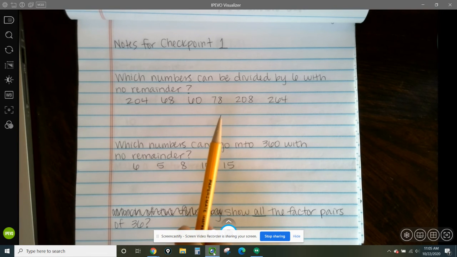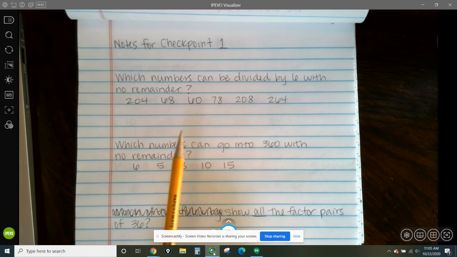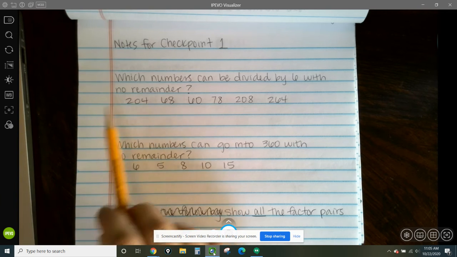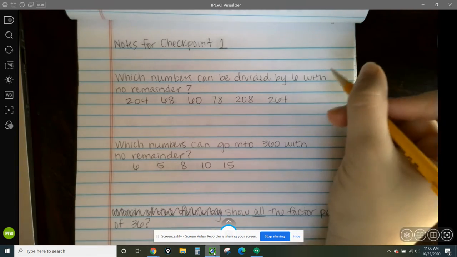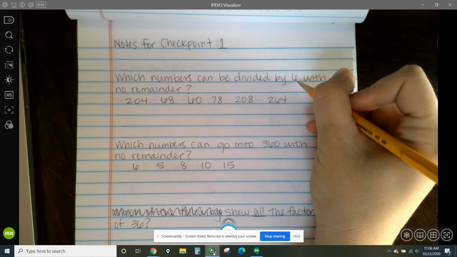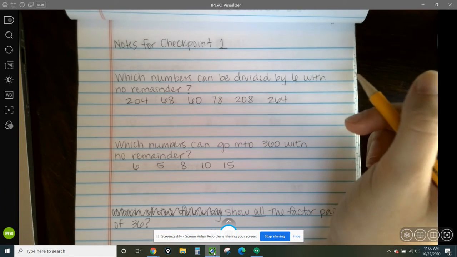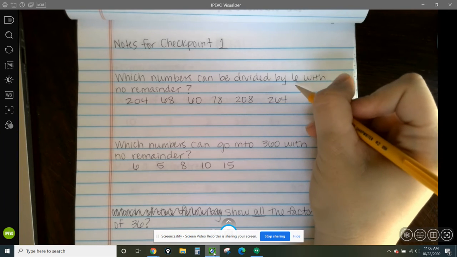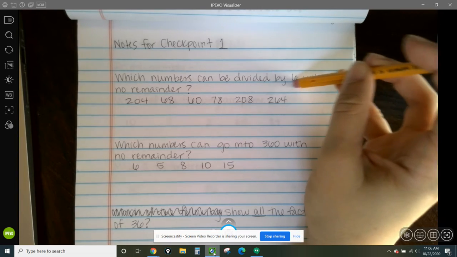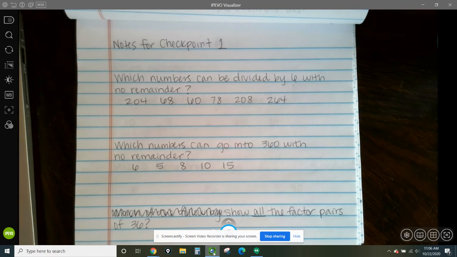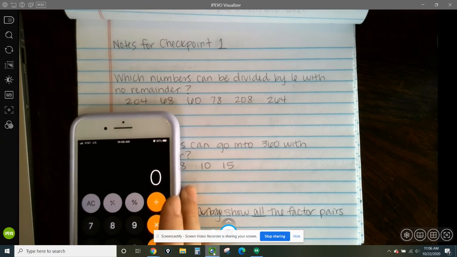Okay, so which numbers can be divided by 6 with no remainder? Again, you can pause this video anytime if you need time to write this down, and then just push play when you're ready to go. There are all sorts of cool tricks to figure out how you can divide by 6 or by any number, really. Something divides by 6 if it's divisible by 2 and 3, just so you know, but nothing stops you from just using a calculator. It's okay to use a calculator in this course. So I'm just going to use my phone calculator because that's what I have handy.